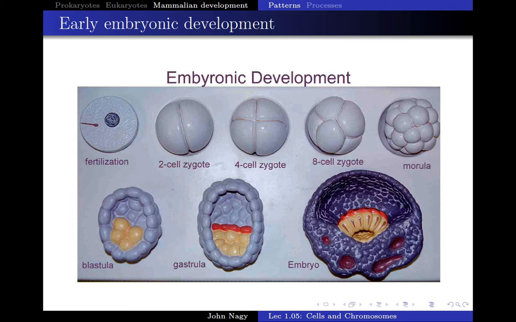The morula then will start to change. It'll start to go through processes where the cells begin to take on functions. They start to become, for example, cells that will eventually line the gut.